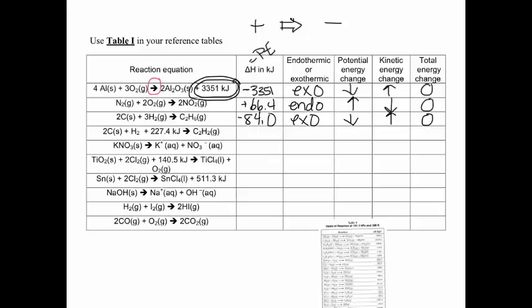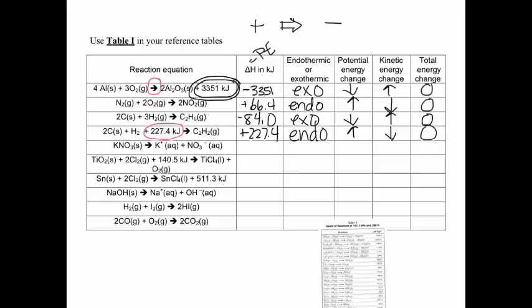Next one, we're actually given our heat in the equation. It is on the reactant side, which means that it's positive, right? You can always reference up here if it's positive on the reactant side. 227.4, endothermic, which means potential energy went up, kinetic went down, overall change is zero.